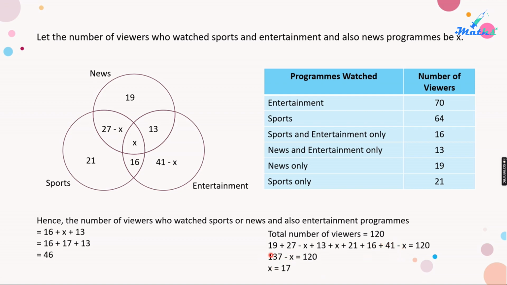So we get 137 minus X equals 120. So X is 17. Here is the number of viewers who watch sport or news and also entertainment programs. So we just take these three places. So it's 60 plus 17 plus 13, which is 46.